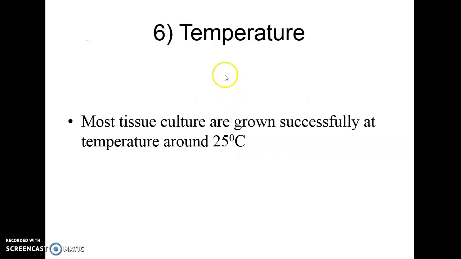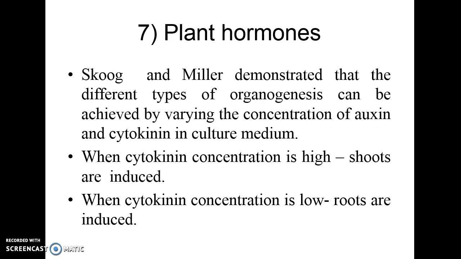Next is temperature. Most plant species require a temperature, or the temperature which is set in the plant tissue culture lab is around 25 degrees Celsius. This means at this temperature the plants can grow, or that plant can give the best response. Next is plant hormone.